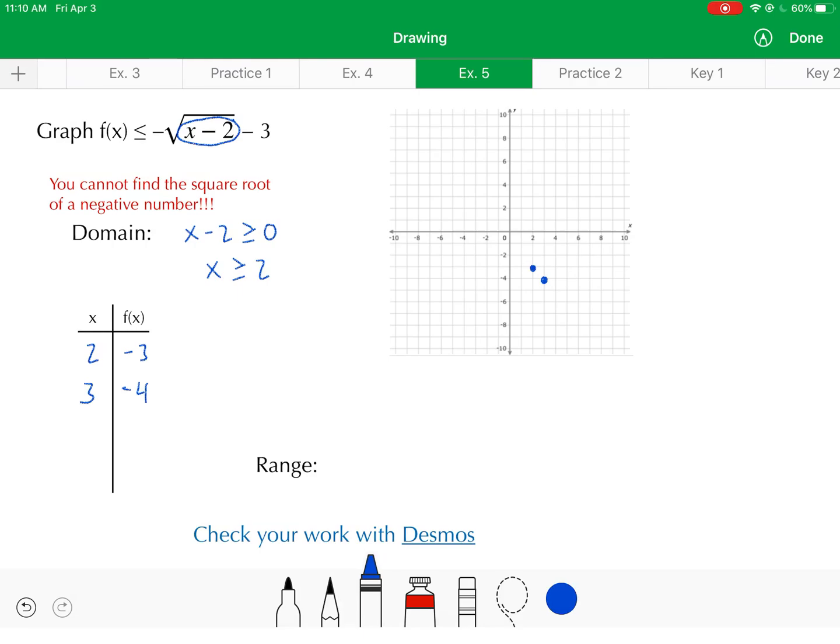Let's see, then I'm going to plug in 6 next, right? Because 6 minus 2 is 4. The square root of 4 would be 2. Then you take the negative of that, which is -2, subtract it by 3, end up with -5.